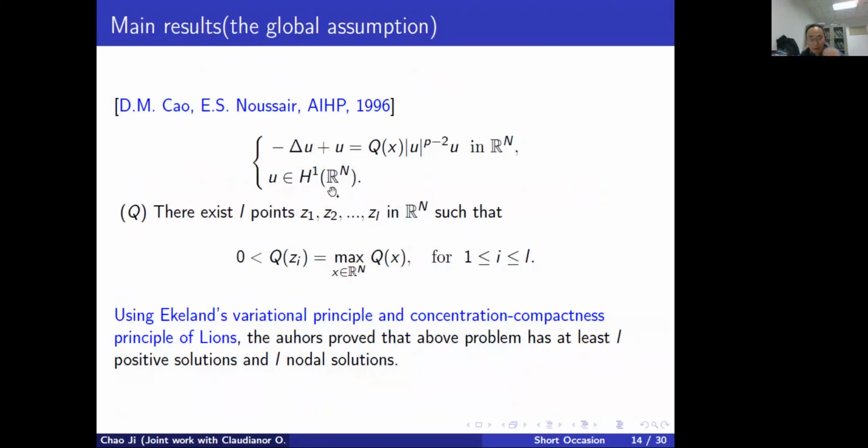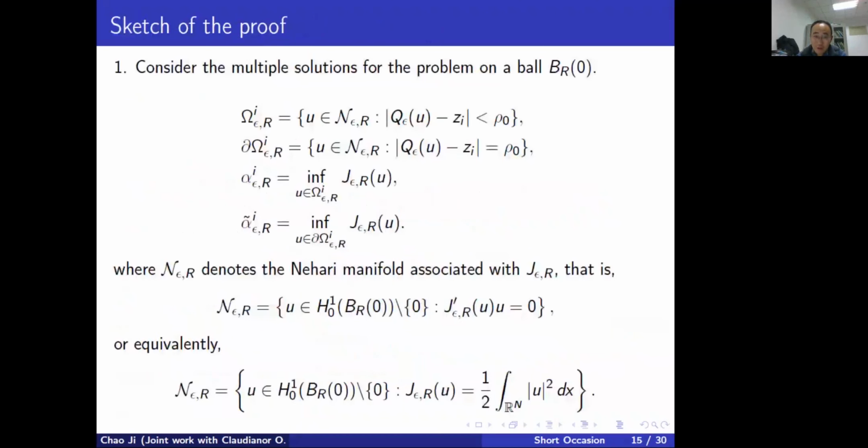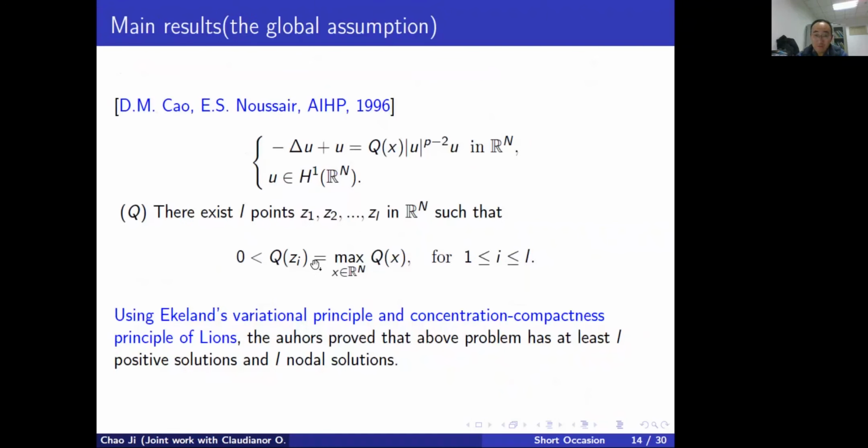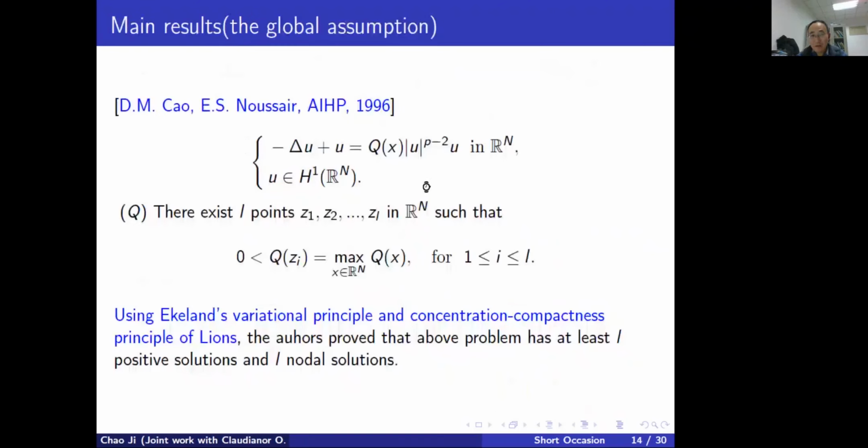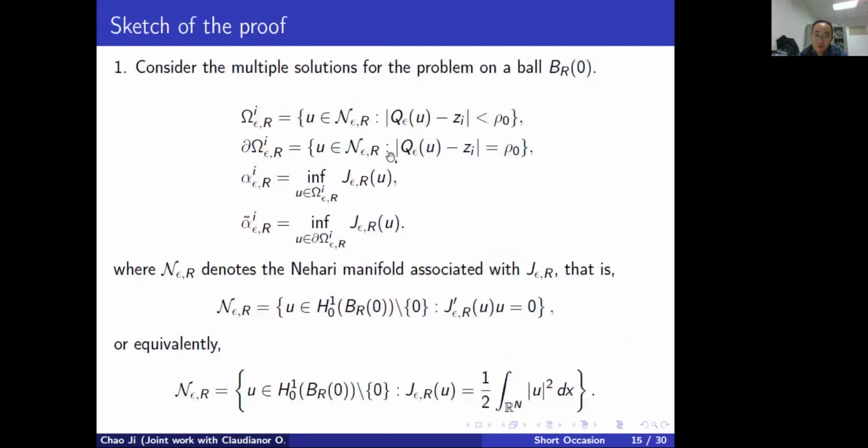In this paper, they consider the problem on the Nehari manifold. Maybe I can show you. Here is the Nehari manifold, which they construct. Here Zi are these points. This is my problem for the proof, but I can show it. Maybe I can also use these notations for Chao's paper.